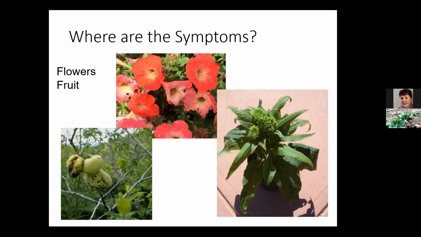But that upper picture with the petunias and the holes in the flowers and things that look like the edges are eaten, that could also be geranium budworm, an insect that loves petunias.